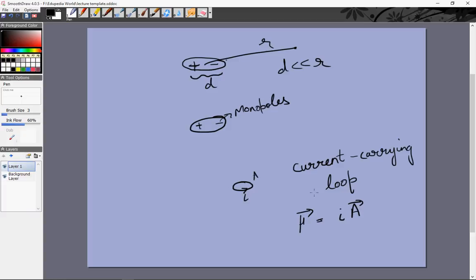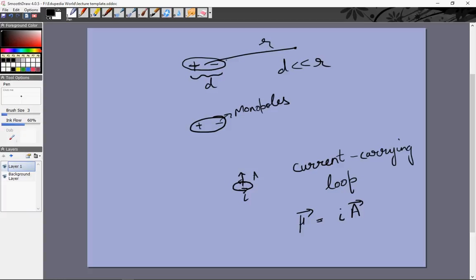Right? What is the direction of mu? It is the direction of the area vector. What is the direction of the area vector? You curl your fingers around the current. Let's assume that this lower end is closer to you and this upper end is away from you. In that case, if you curl your right hand around the current, your thumb would point upwards. Right, so this is the direction of the magnetic dipole moment. It is in the direction of area.